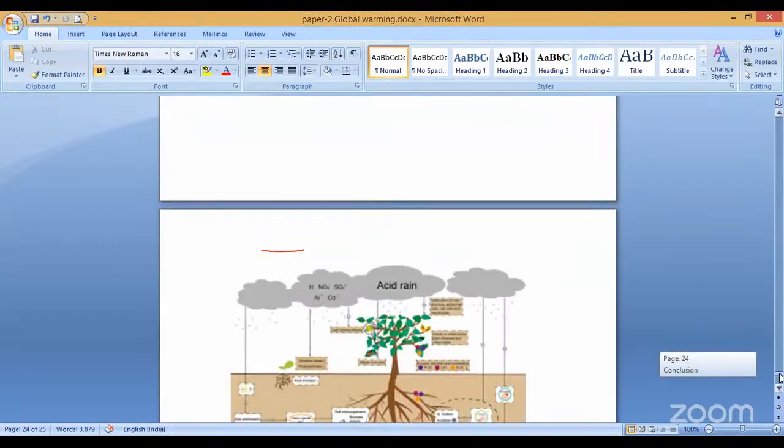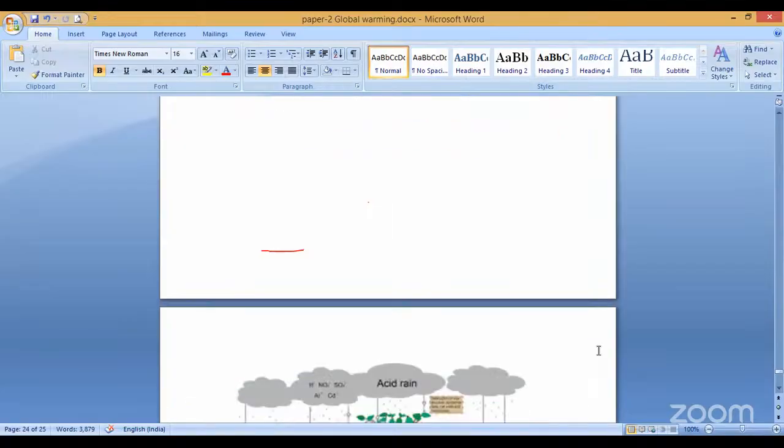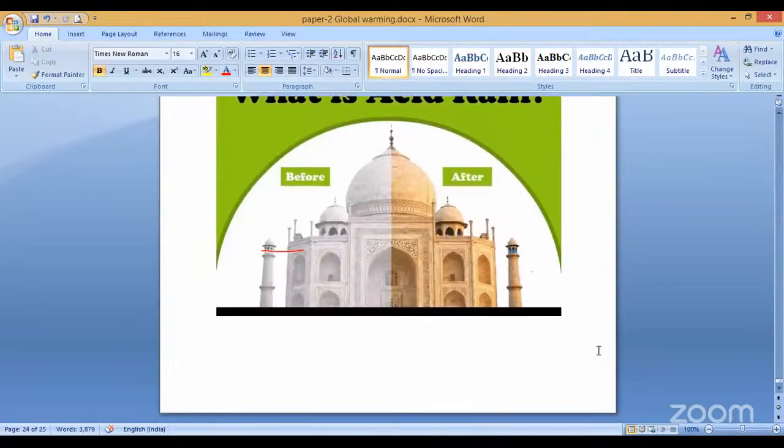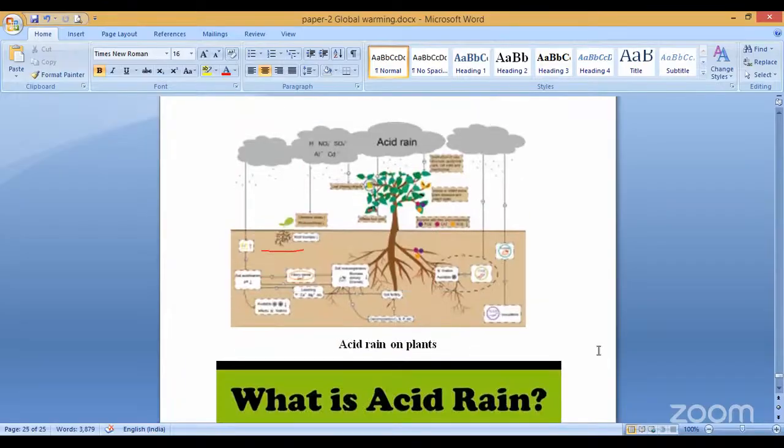Then coming to the next one, where it is how that particular acid rain can show the adverse effect on humans as well as the plants also.